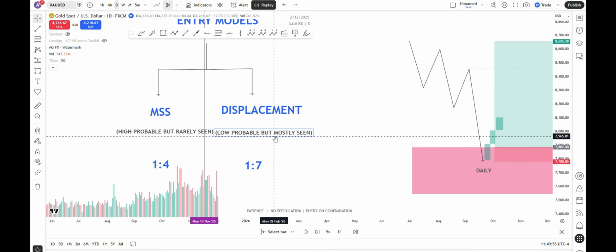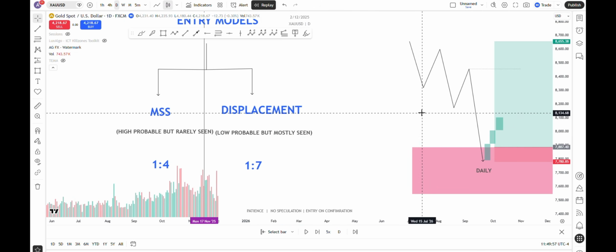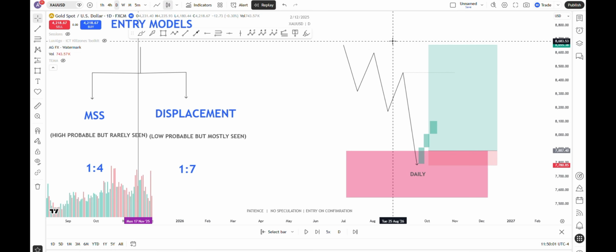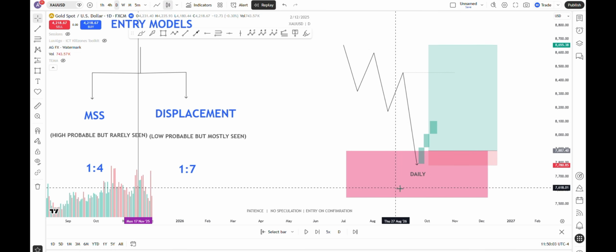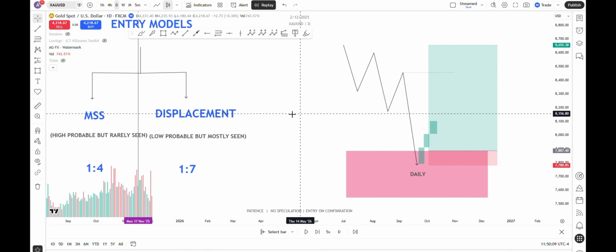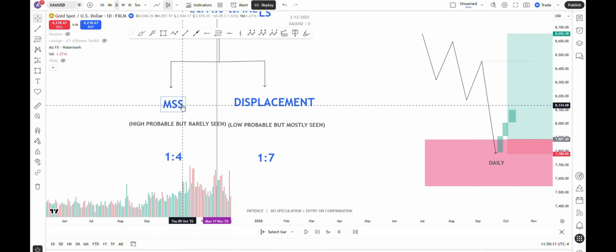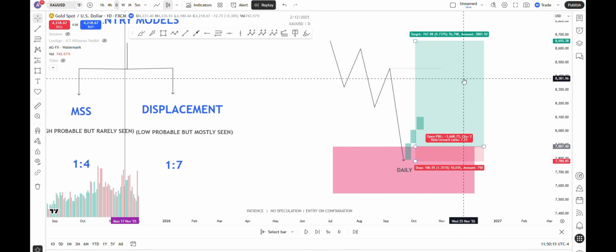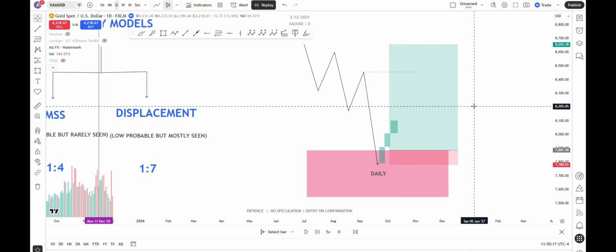But the thing is that most of the times you are going to see this kind of price action in the market, where market will directly drop to your POI with back-to-back red candles, and then market will start to push higher from here. Most of the times market is not going to give you market structure shift as the confirmation. So in that case, you have to use this particular entry model.